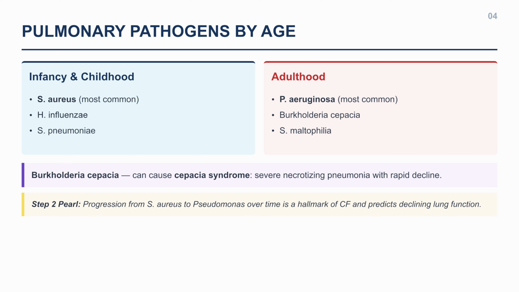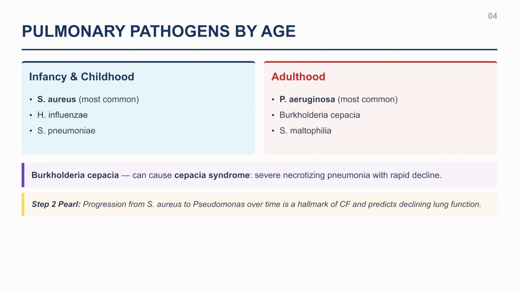The bacterial pathogens in CF change with age, and this is high yield for Step 2. In infancy and childhood, the most common cause of recurrent pulmonary infection is Staphylococcus aureus, followed by H. influenzae and S. pneumoniae. In adulthood, the most common pathogen becomes Pseudomonas aeruginosa.